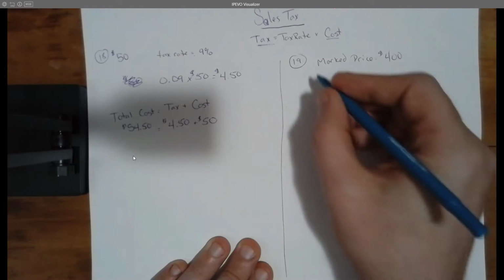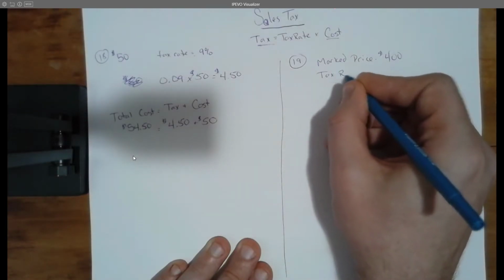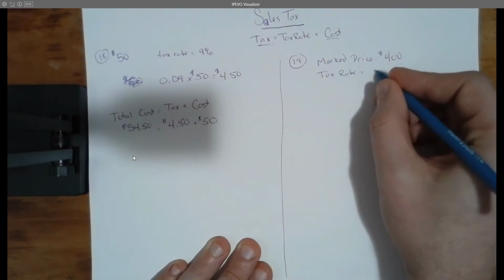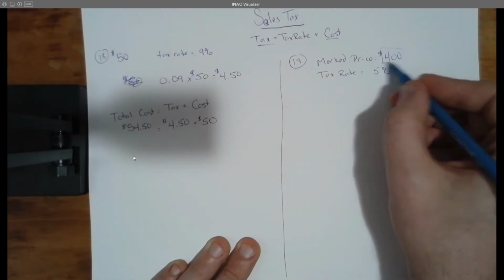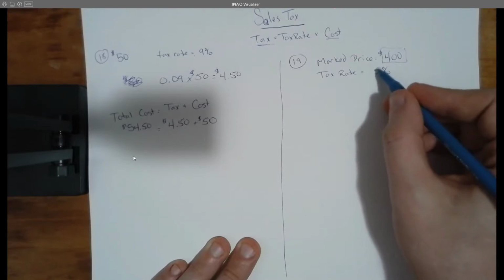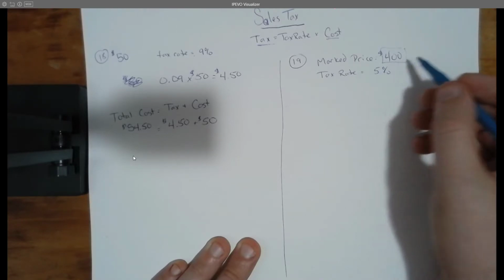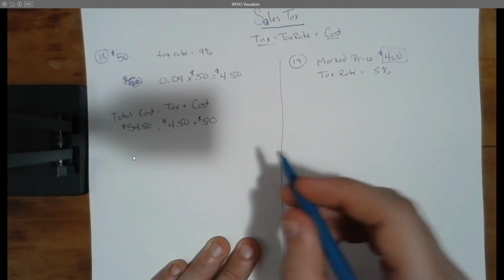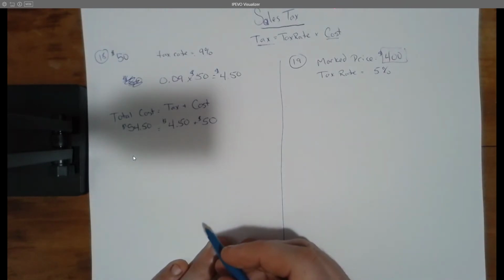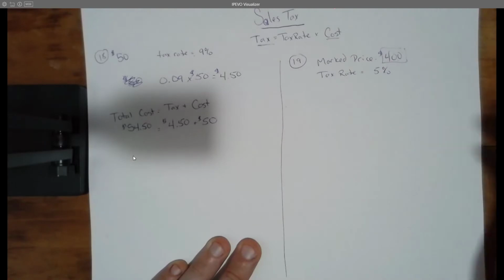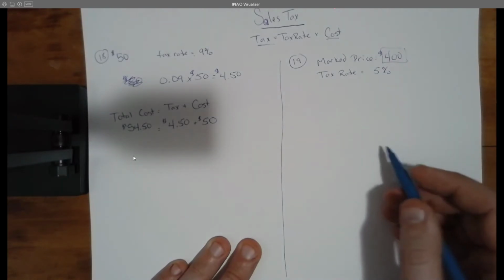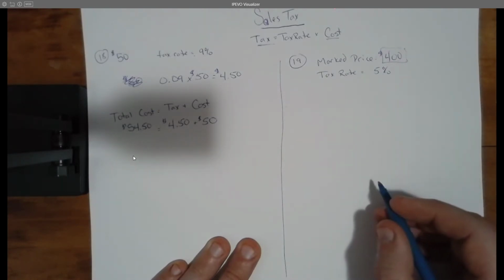If the tax rate is 5%, find, so this is how much you had to pay including tax, this was the tax amount. Find the price before the sales tax. So what was the original price of this? They've included the tax in the price already, and sometimes some places do that. What was the price beforehand?